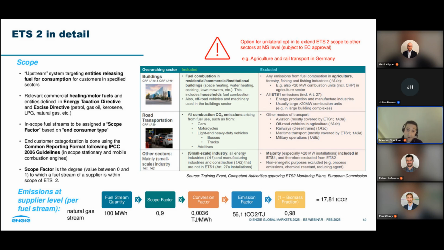It's also important to note that member states have the option to unilaterally opt in certain sectors into the ETS scope on a national level. For example, Germany has chosen to do that for agriculture and rail transport.